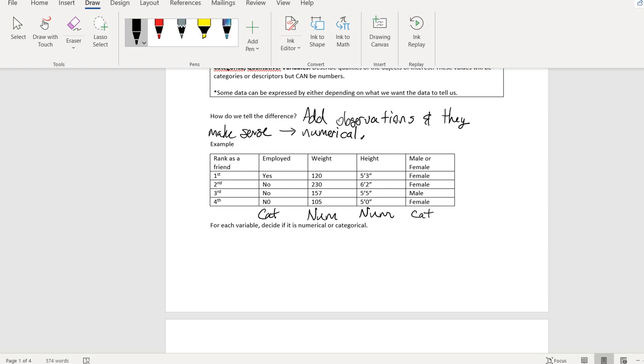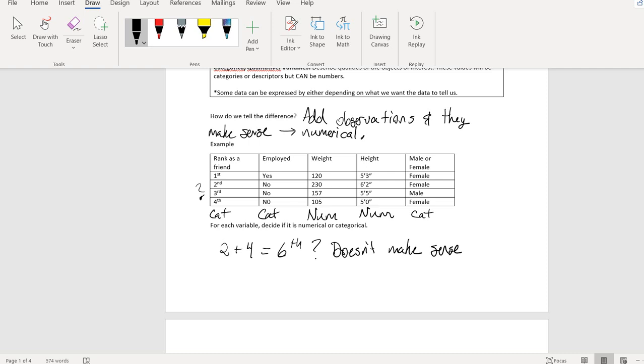And last but not least, rank as a friend. Well, is this one numerical or categorical? So here's the test. If I take my number 2 friend and I add them to my number 4 friend, I get my 6th ranked friend. But see, that doesn't make sense. The reason that doesn't make sense is because I might only have 4 friends. So in that case, this would be categorical.